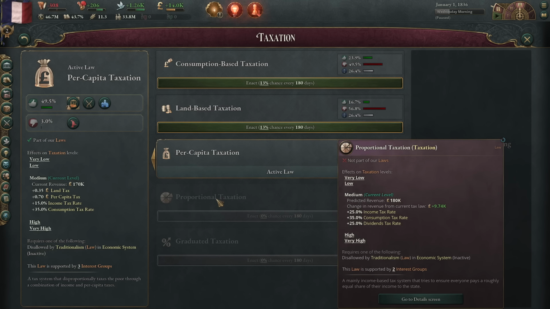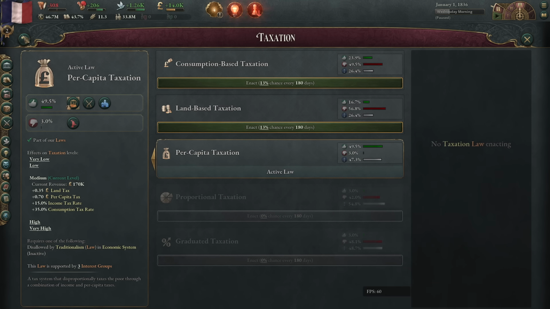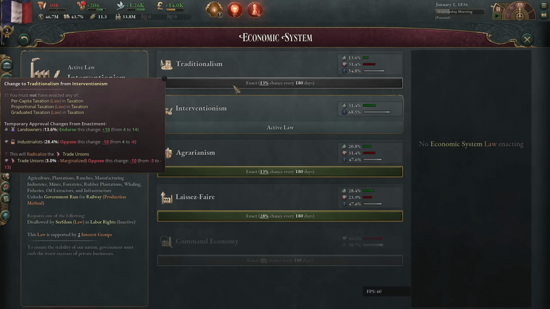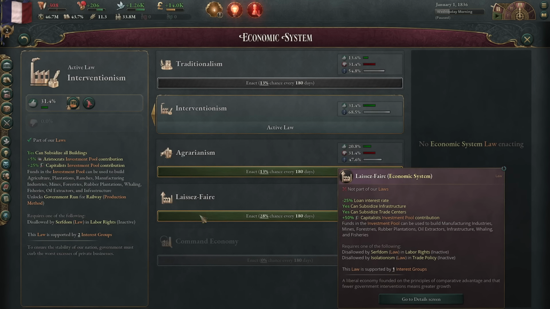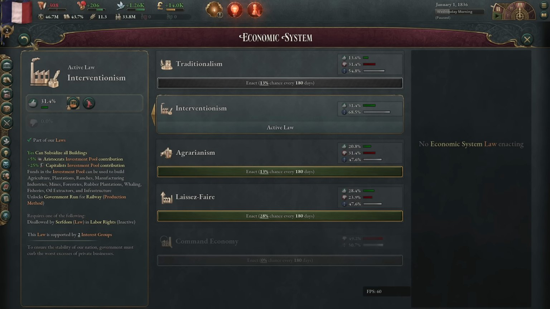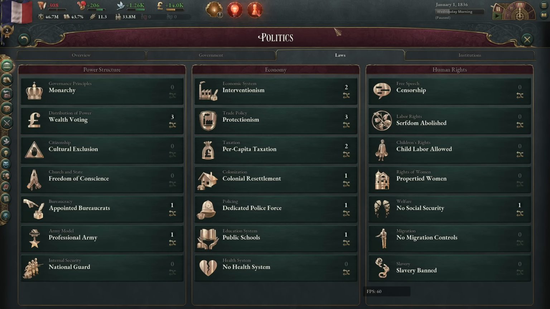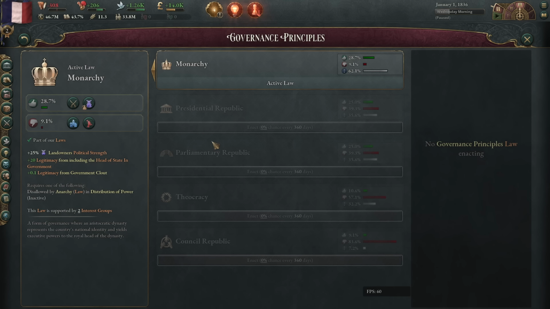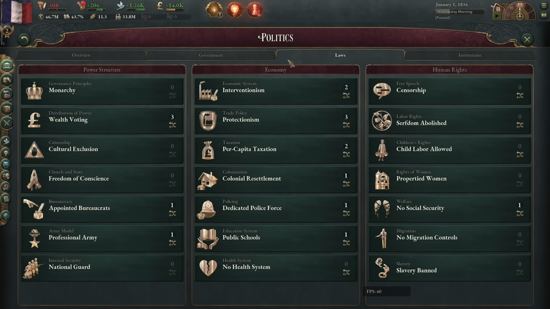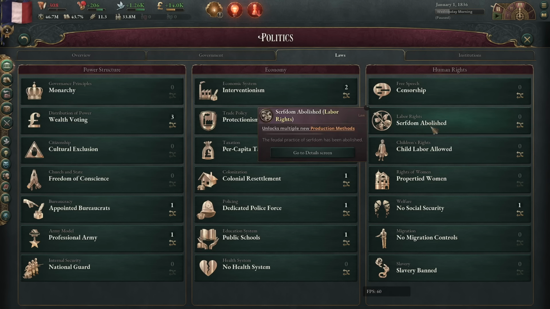So look for things like this, like the ability to switch into proportional taxation, right? Look for potentially maybe switch into laissez-faire, or maybe switch into command economy as you move into a later part of your industrialization phase. Maybe you switch into a republic, including a council republic. The exact nature of the industrial society that you take on is actually going to be extremely flexible, except in two ways, and that's serfdom and slavery.